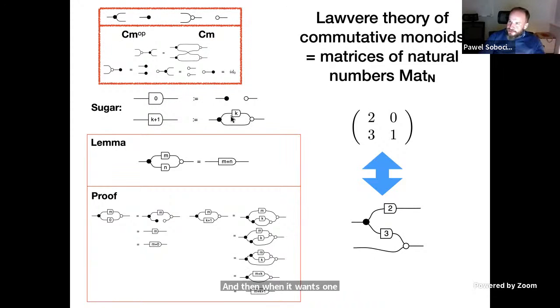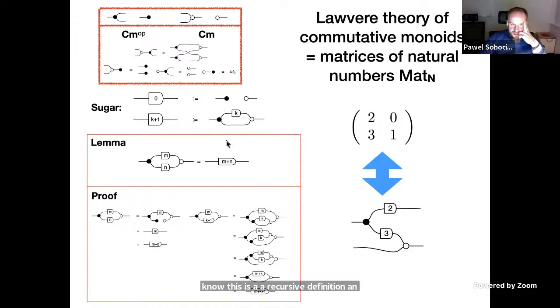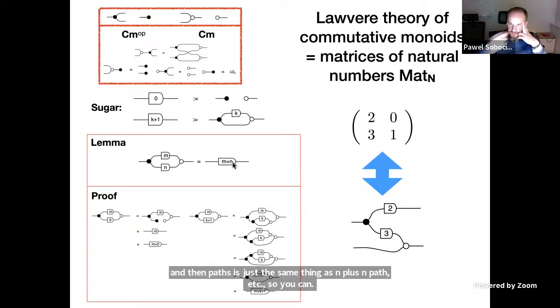And now you can start using your programming language intuitions about syntax being an inductively defined thing, and start defining lots of things recursively. Because this is an inductive definition, we can prove things by induction. In particular, we can prove this lemma that m paths and n paths is just the same thing as m plus n paths, etc. So you can start doing inductive proofs about basic arithmetic.